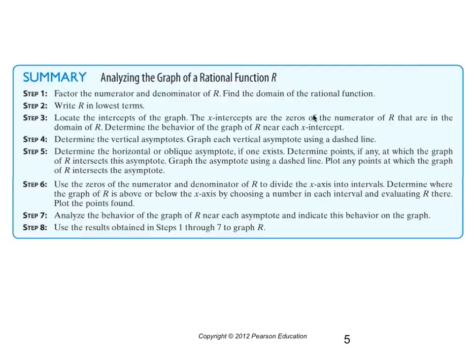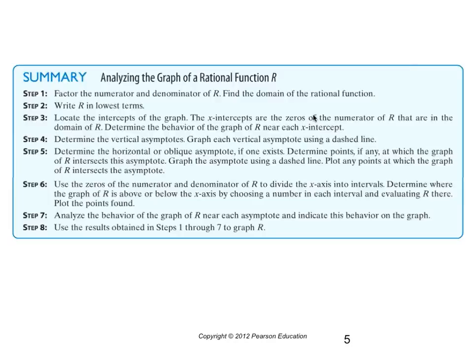Step 4 is to determine vertical asymptotes. So make sure that you remember what vertical asymptotes are. We're going to go through an example in a minute, but those are the places that give you issues with your denominator after you've simplified. Horizontal asymptotes we just talked about in pretty good detail, and we did an example.